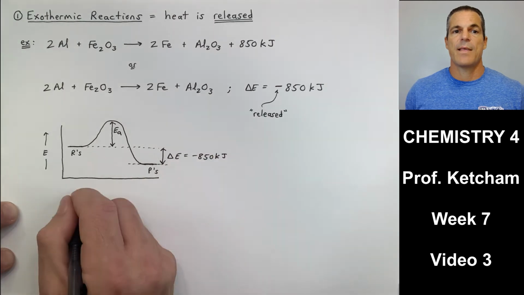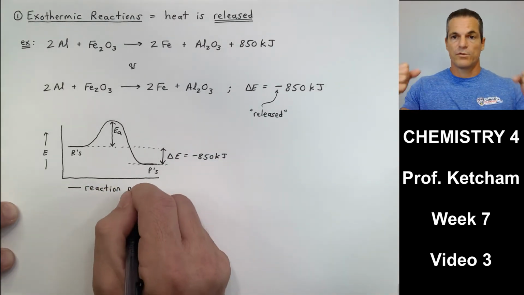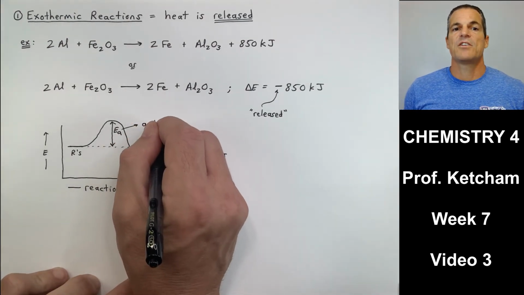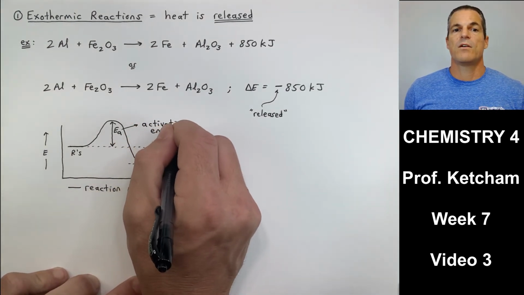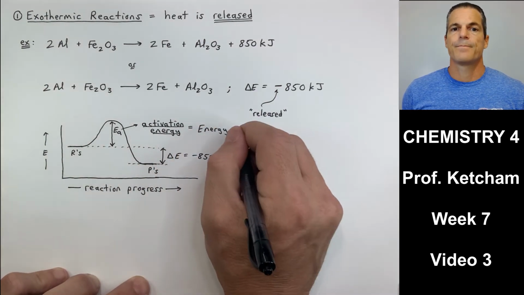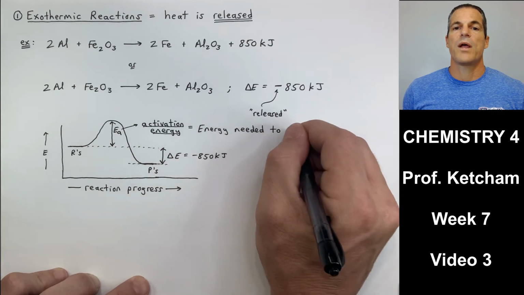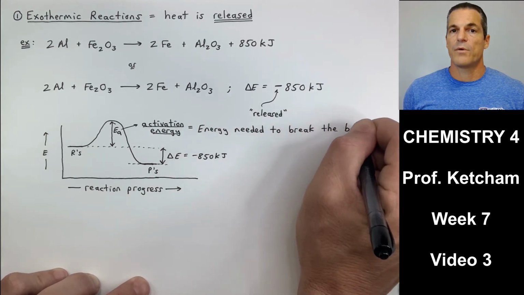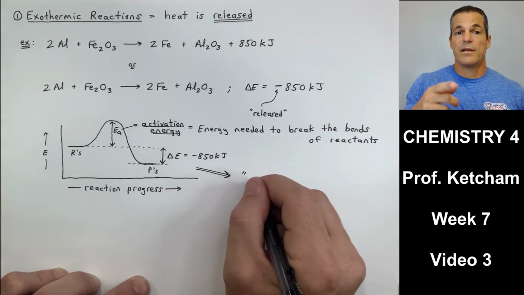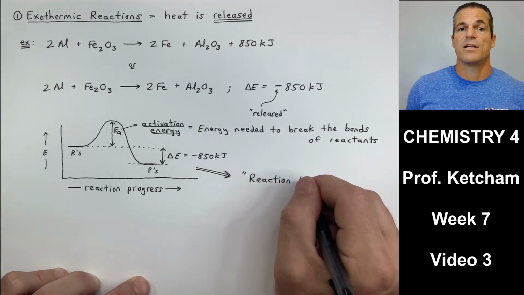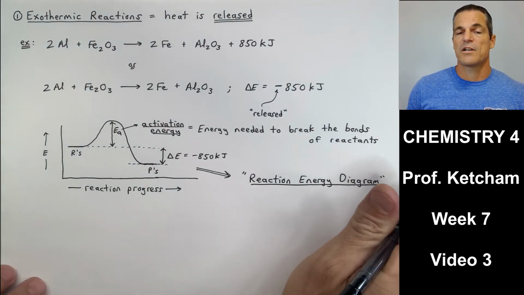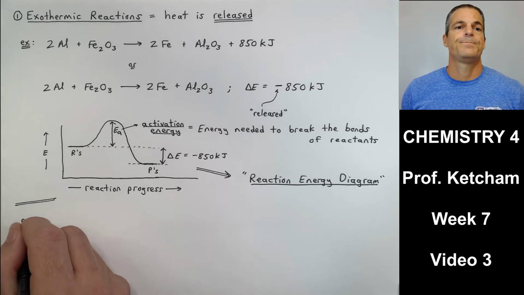That is the energy that I have to overcome in order for 2 colliding reactants to move towards products. Okay, so activation energy, I will define it right here for you. It is the energy needed to break the bonds of reactants and then continue downhill towards products. Now here you notice that the products are lower energy and the delta E is a negative 850. This is what an exothermic reaction energy diagram looks like, okay?